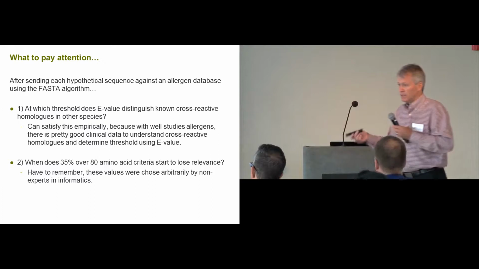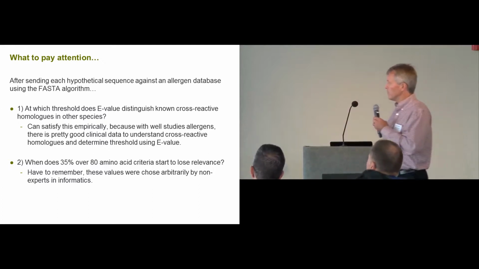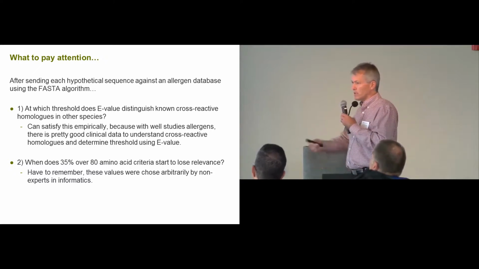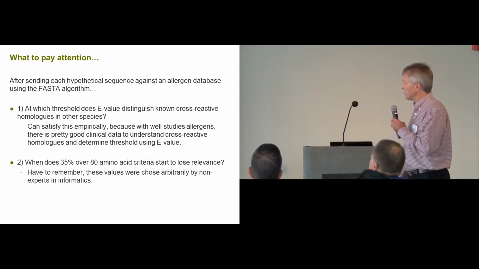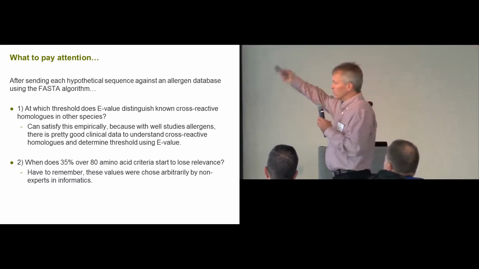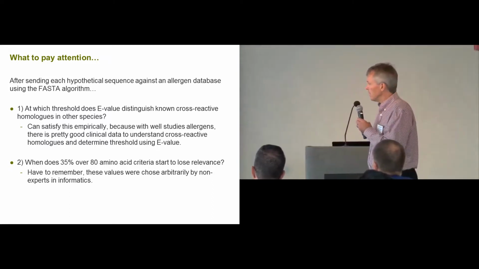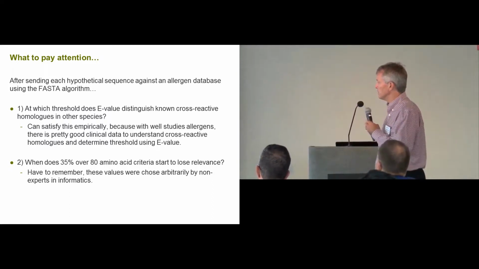Secondary question here, but again tied to the regulatory question at hand: when does the 35% over 80 criteria that we've always lived with here in the past years start to lose relevance, if you believe or trust the statistical assessment of these real biologically relevant epitope sequences?